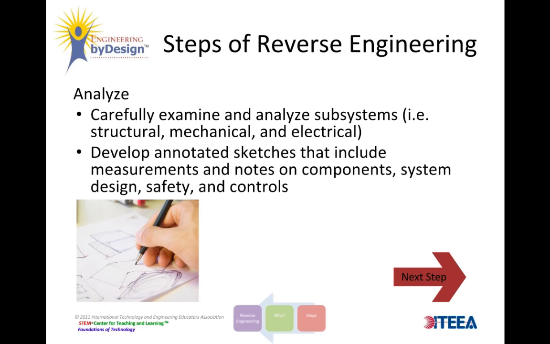In reverse engineering, you also analyze. That's when you carefully examine and analyze all of the subsystems, all of the parts. What core technologies do they represent? Electrical, electronic, mechanical, structural, fluid, optical. Develop annotated sketches that include the measures and the notes on the components. So you are actually sketching out the different parts of the product, the inside of the product, the components that go into the product.